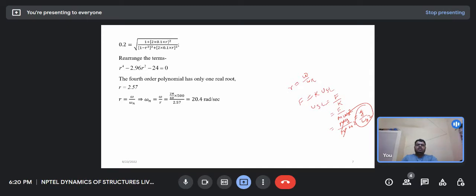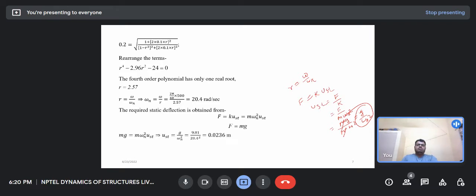So if you have calculated, or I will show you the answer, the static deflection comes out to be 0.0236. Are you getting this answer? Yes, sir. Okay. Up to these two questions, do you have any doubt?